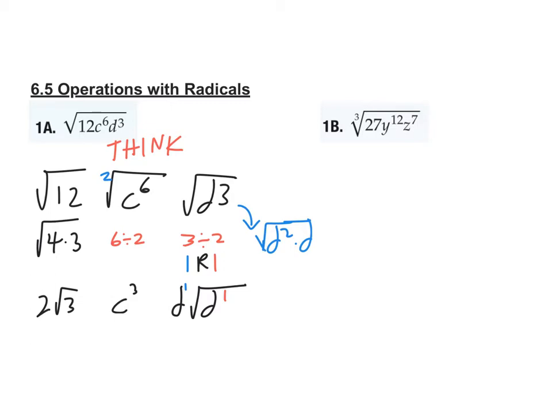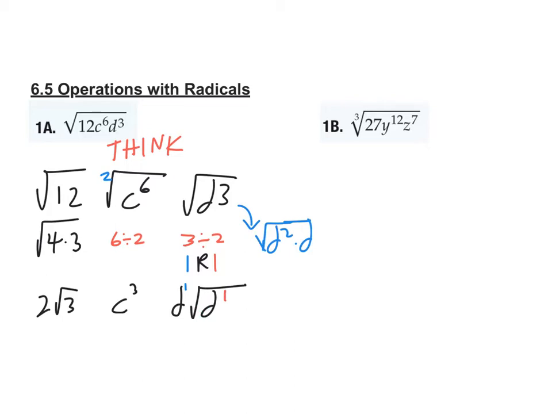Second one works the exact same way. Okay, I've got an odd index, so we don't have to worry about absolute value. Oh, I guess we're not even done here because I didn't bring them together. We've got to bring them together. Sorry, got ahead of myself. Because what we're going to do is take the stuff on the outside of radicals and combine them, and the stuff on the inside of radicals and combine them.